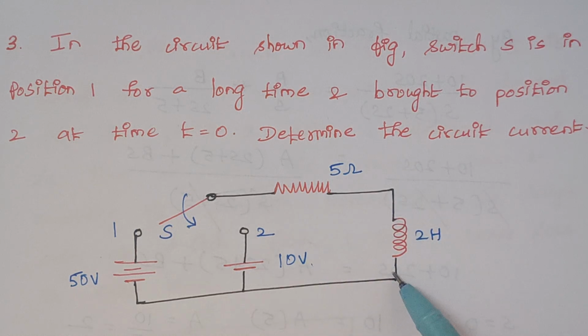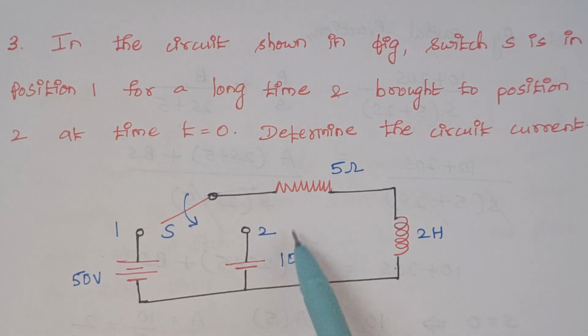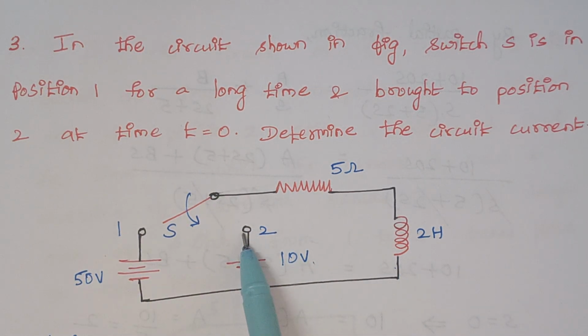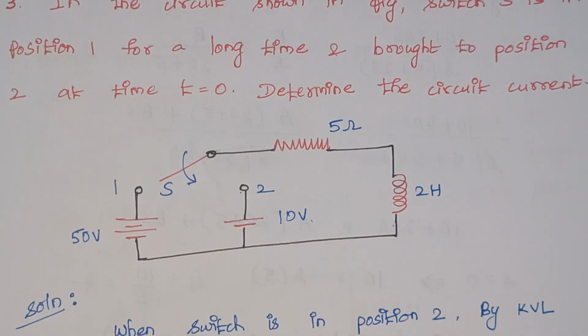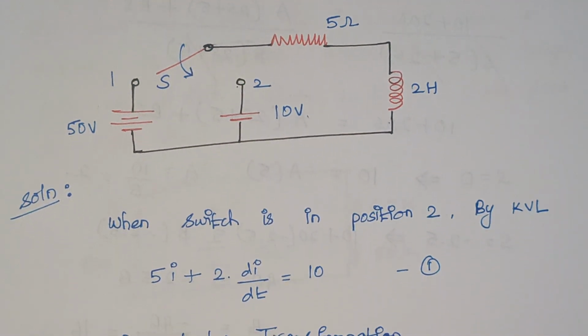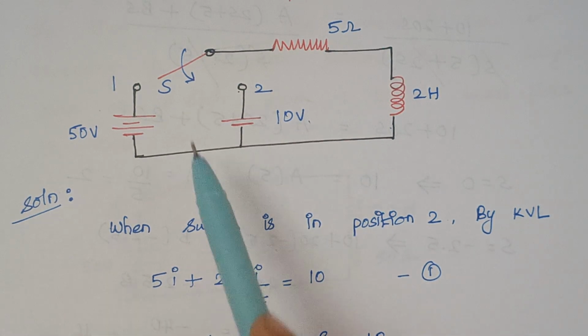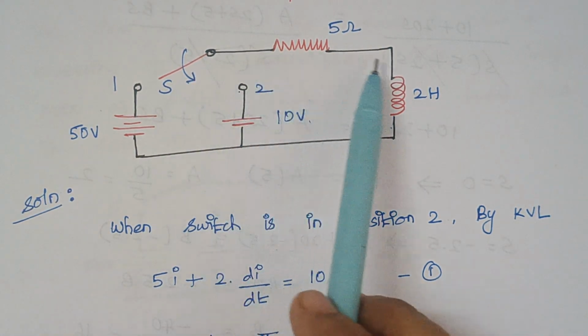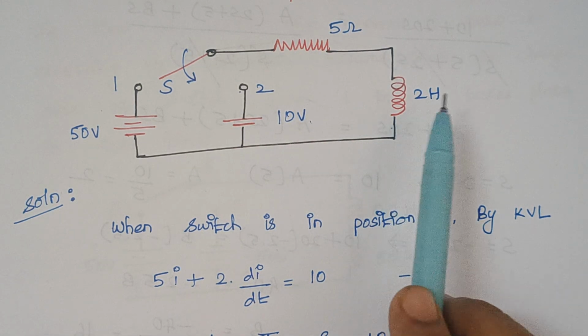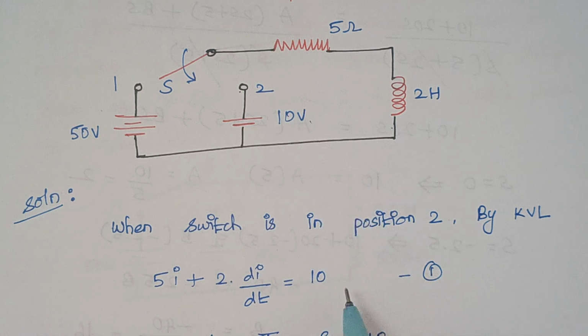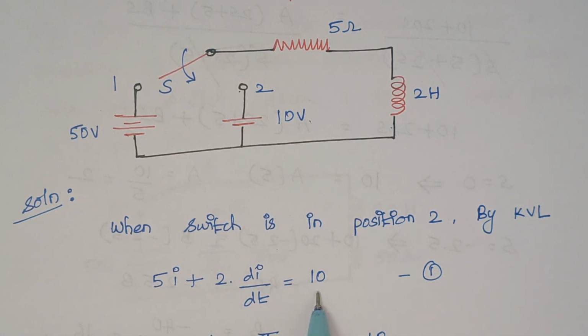So this is an RL circuit. Now when the switch is in position 2, what will be the expression when you apply KVL? Let i be the current that flows through the circuit. So when the switch is in position 2, this is our circuit. So 5 into i plus 2 into di by dt is equal to 10. Sum of voltage drops is equal to sum of voltage rises in a closed circuit.